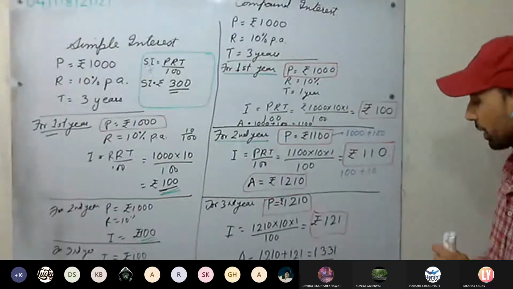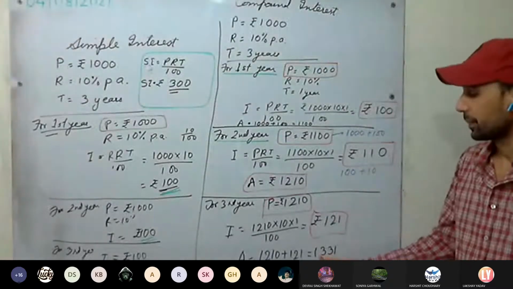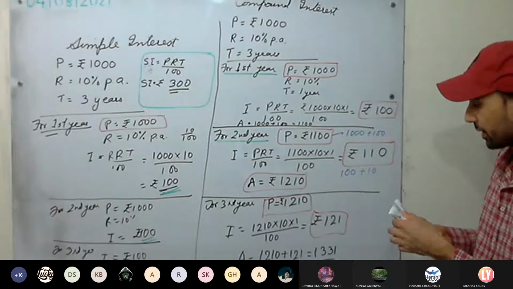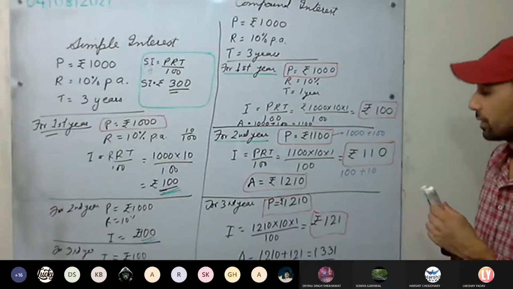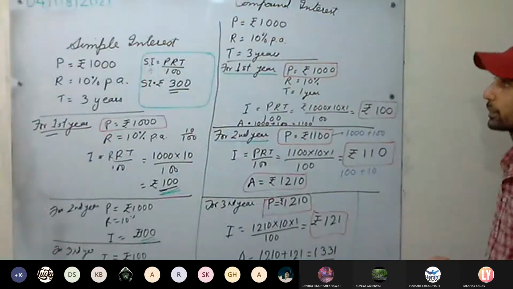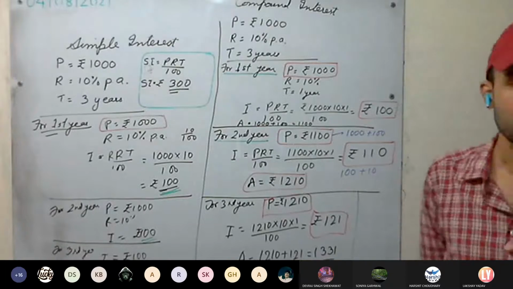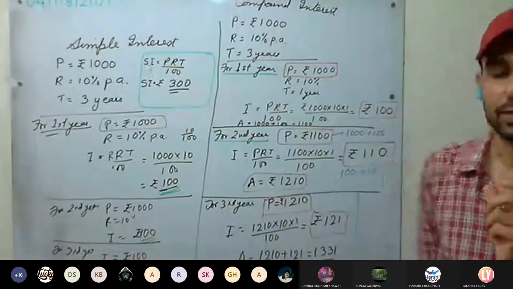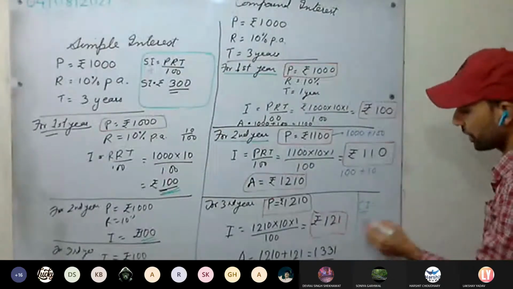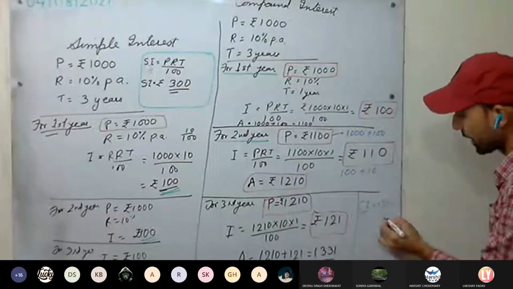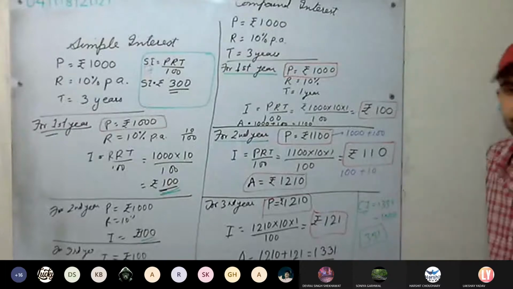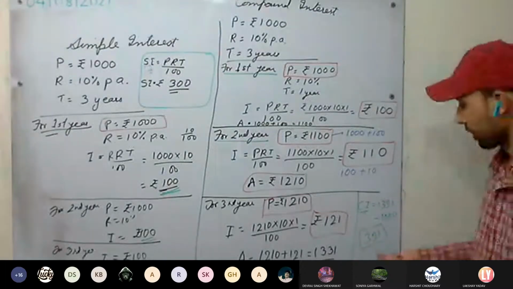Now see here. What was the initial principal? 1,000 rupees. If I ask you, how much is the compound interest only? 331. What did you do? 1331 minus 1000 rupees. So 331 is the compound interest.